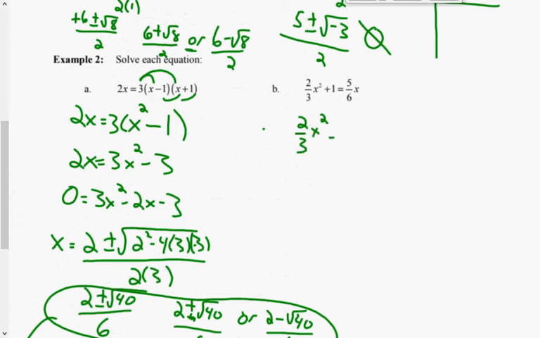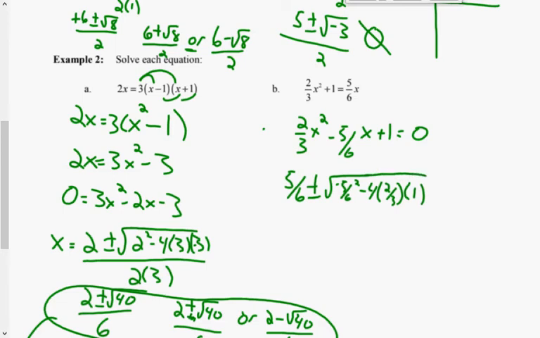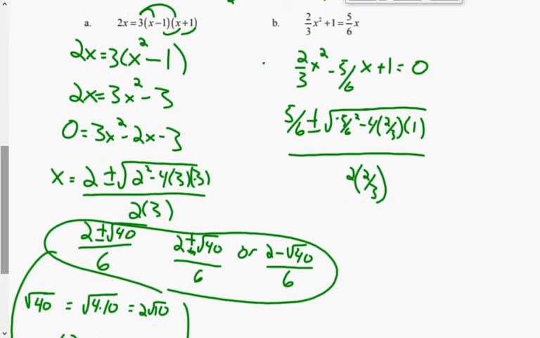I'm going to bring the 5x over. I make everything equal to 0. All right, now I'm ready to work with the quadratic equation. So these are fractions, so it's not going to be pretty. 5x plus or minus -5, 6 squared minus 4 times 2/3 times 1 all over 2 times 2/3. Make sure you pause as we go along here and you follow along and you understand everything. This can be a little tricky with the fractions, but I have total faith in you guys.